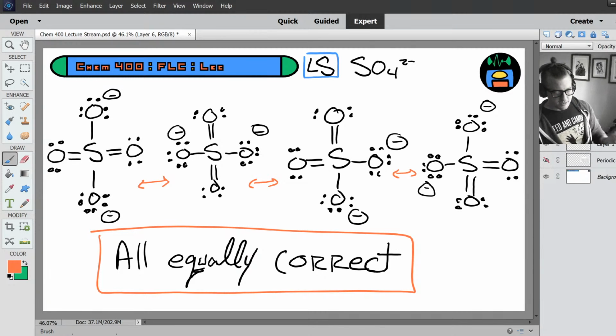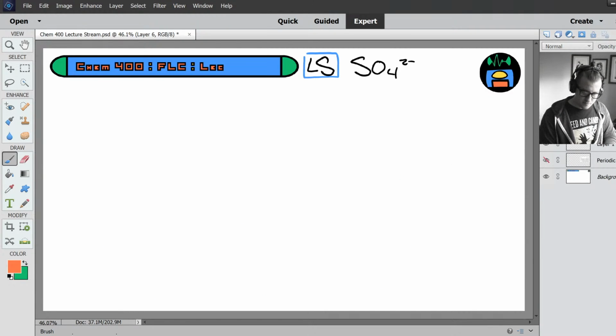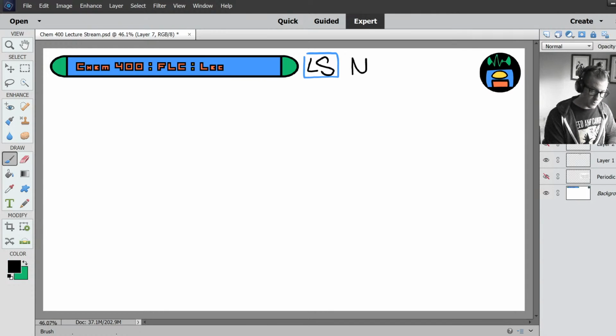Okay. I want to give a warning. One last parting heads up. And to do that, I'm going to actually do a structure that we've done previously. I want to revisit the Lewis structure for nitrate.